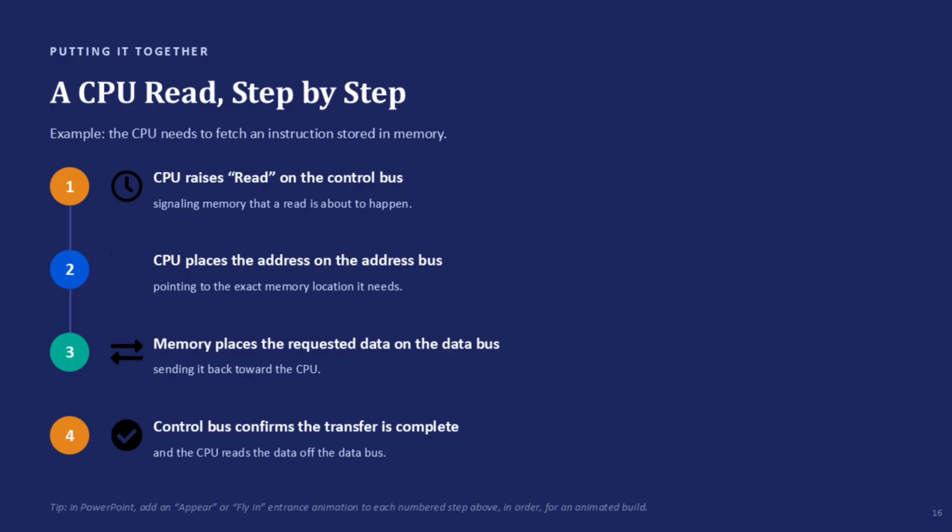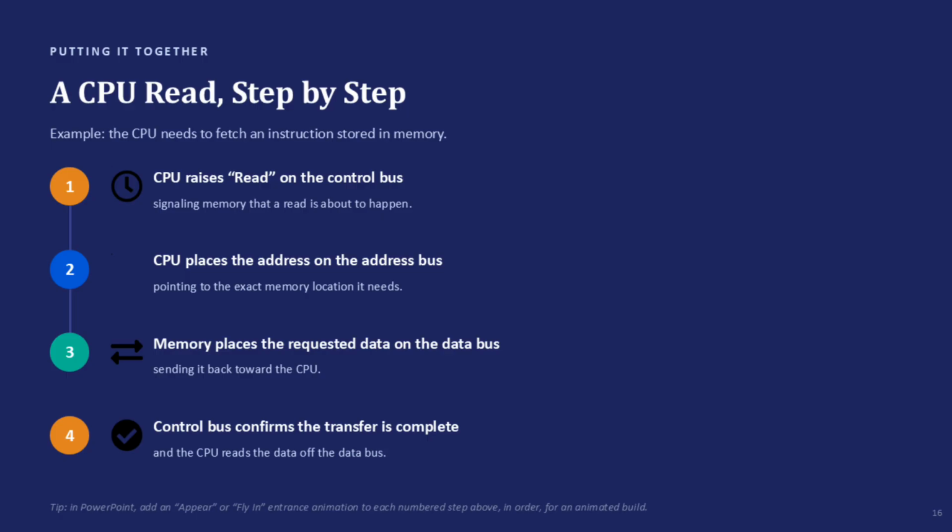Everything begins inside the CPU. The processor has decided that it needs information from memory. Before any data moves, the CPU sends a read signal through the control bus. Think of this as the CPU politely informing memory, "I am about to request some information. Please get ready." Notice that no address and no data have been transferred yet. The CPU is simply announcing the type of operation that is about to take place. This is why the control bus is responsible for coordination.